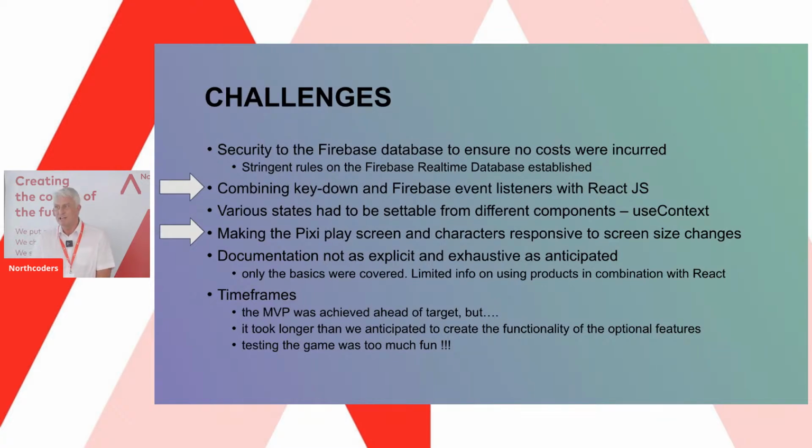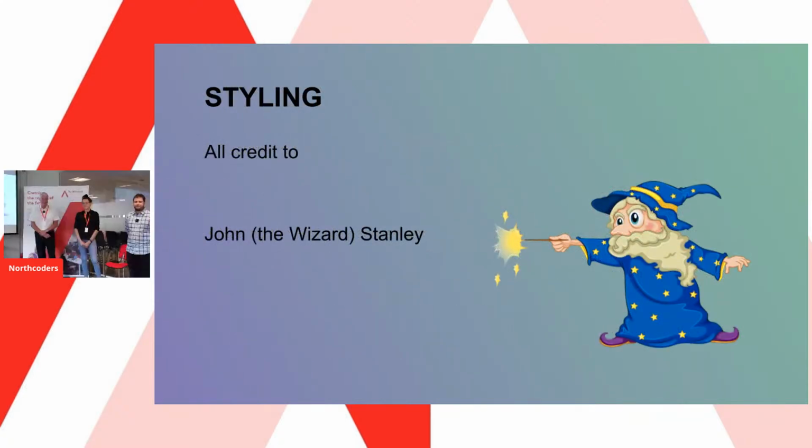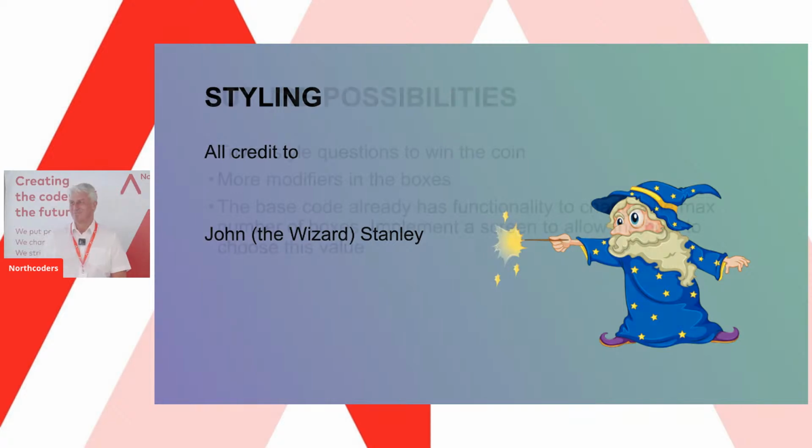And then making the Pixie play screen and characters responsive to screen size. So as you zoom in and out, the Pixie screen and all the characters change size as well and reposition themselves exactly where they were originally. It was a massive complication, which I have to say was solved at probably 1:30 in the morning by Kylie. And the styling was all done by John the Wizard Stanley, which, yes, it took some doing, but we're very, very proud of him for that.